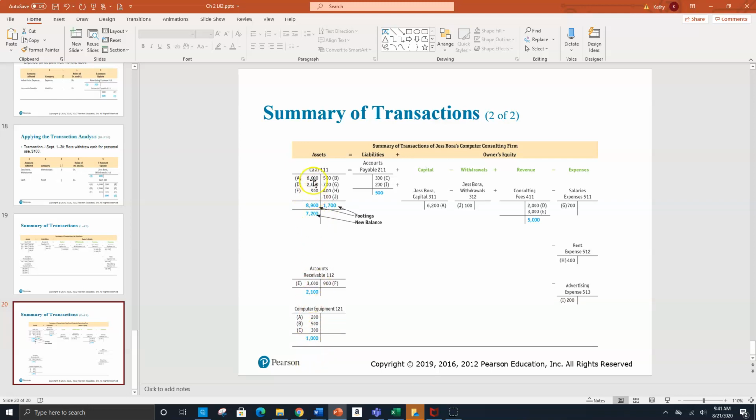So you foot your account by adding your debits and your credits and taking the net to find out what the balance of these accounts are. Okay, so anything that had more than one entry, you foot it to find out your balance. Consulting fee revenue, you just add up your credits.